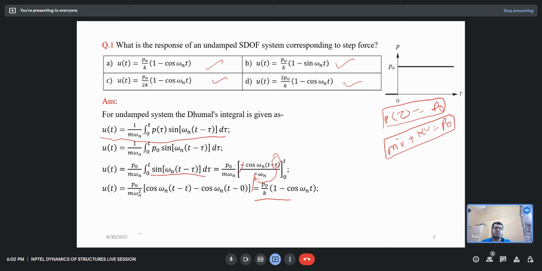u(t) is equal to p naught by k times (1 minus cos omega n t). So which option is correct? I think option A is the correct option. Okay, so this is the question related to the step force.